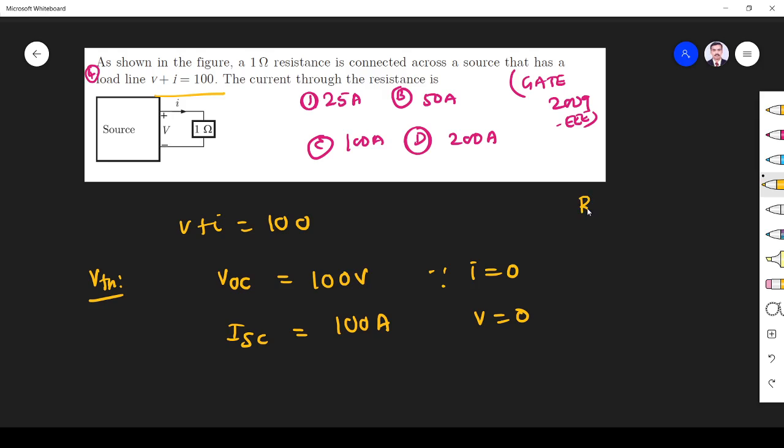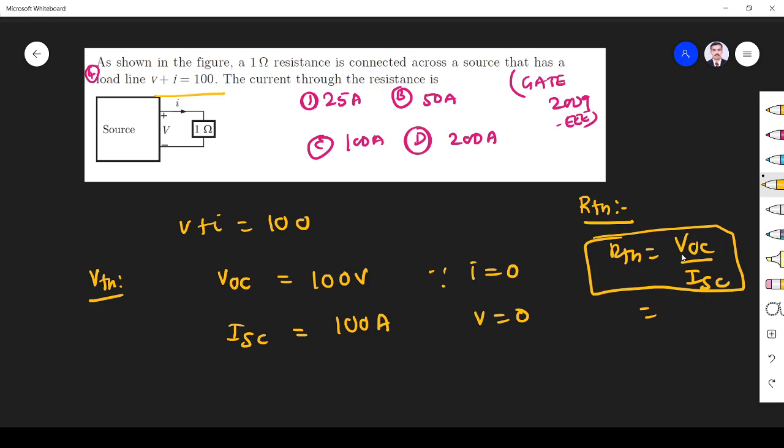There is another way to find R Thevenin. R Thevenin can be obtained by using the formula R Thevenin is equal to V OC by I SC. So we got both. Right? This is another way to find R Thevenin. R Thevenin is the ratio of open circuit voltage and short circuit current. Open circuit voltage is 100, short circuit current is 100. This implies R Thevenin is 1 ohm. So R Thevenin is 1 ohm.